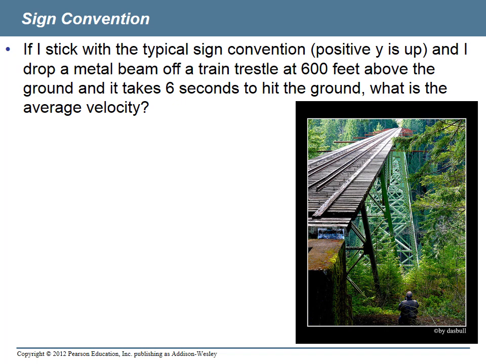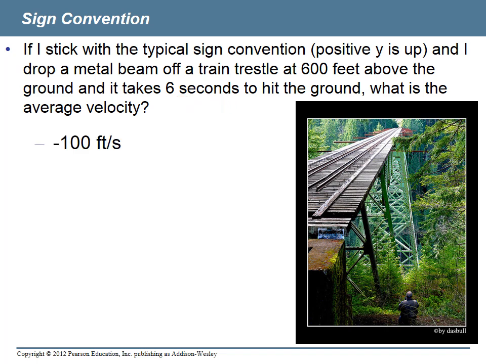Remember that it's our change in position divided by change in time. It's going down to the ground. We'll call the ground 0. The ground is down here somewhere, and the ground is 0. And it starts out at a positive 600. Our delta t is going to be 6 seconds. That's a positive time. Time is always going to be positive.